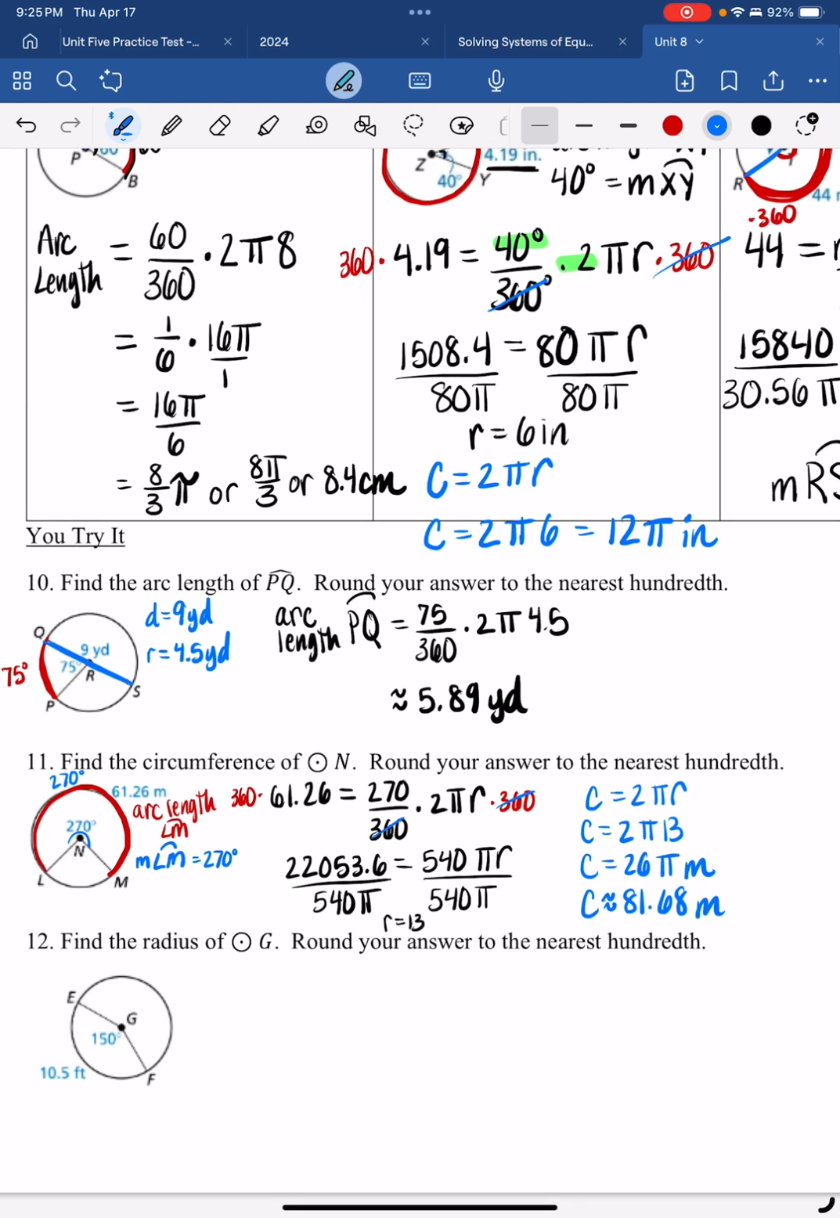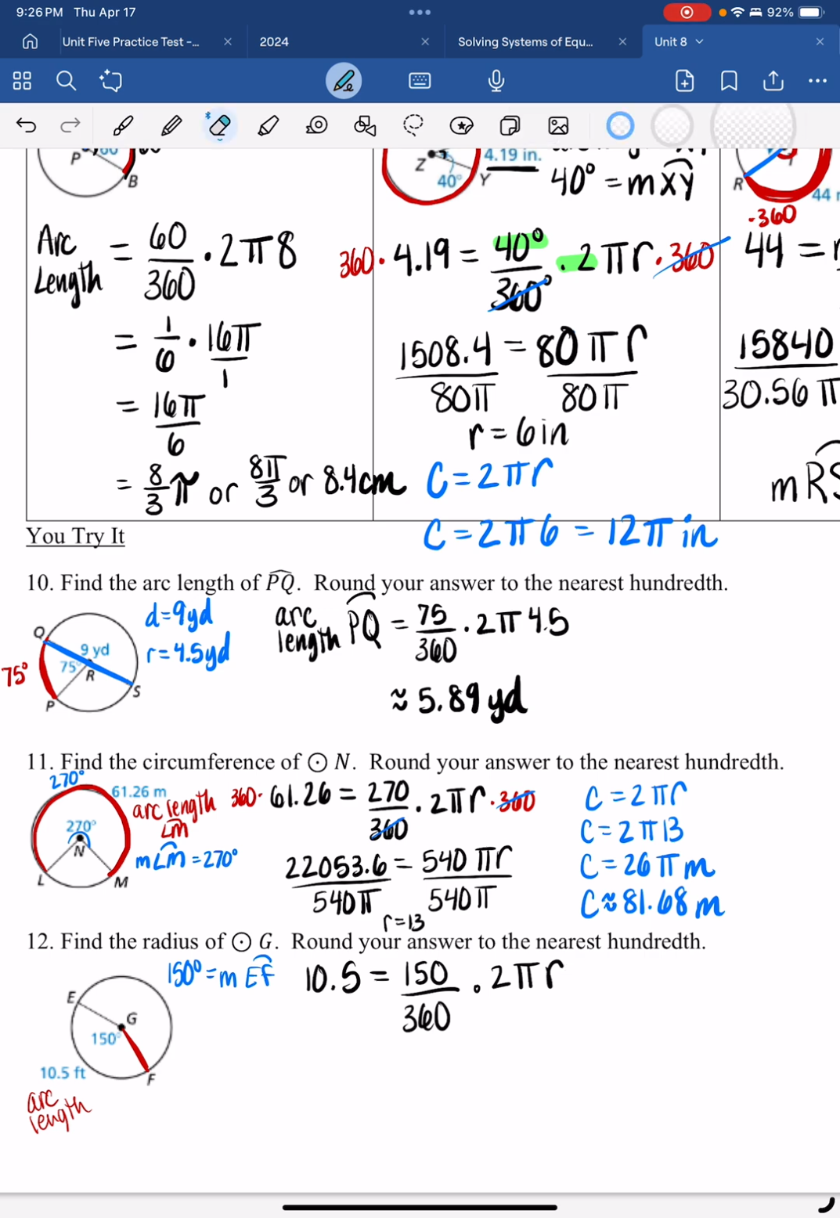One last example, number 12, we needed to find the radius of circle G, so basically how long this measurement is here. We do have 10.5, that's our arc length. And we have 150 degrees, so that 150 degrees is the measurement of that arc EF. Using our arc length formula, we'll start off with our arc length, 10.5. That's going to be equal to the measurement of the arc in degrees, 150 over 360, and then we'd multiply by 2 pi r for radius, which is what we're trying to find.